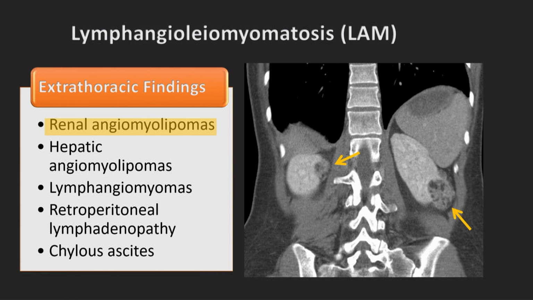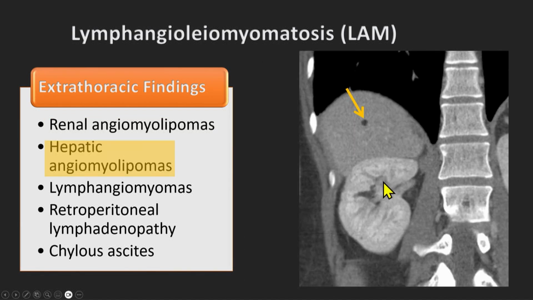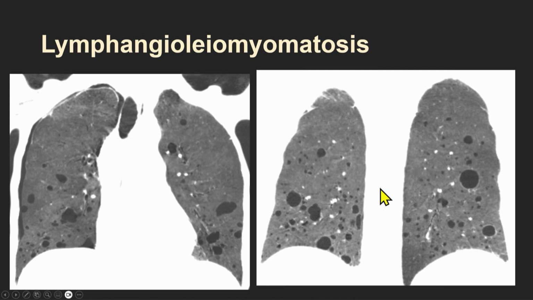Not uncommon to get concomitant renal angiomyolipomas. We know that patients with LAM can get idiopathic LAM, but they also get LAM associated with tuberous sclerosis as well. But you can get these angiomyolipomas either in idiopathic disease or in patients with tuberous sclerosis. Sometimes you get these hepatic angiomyolipomas as well.